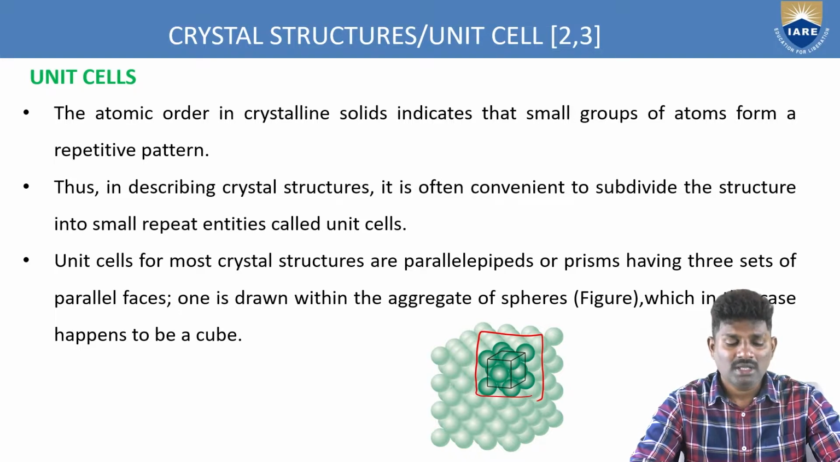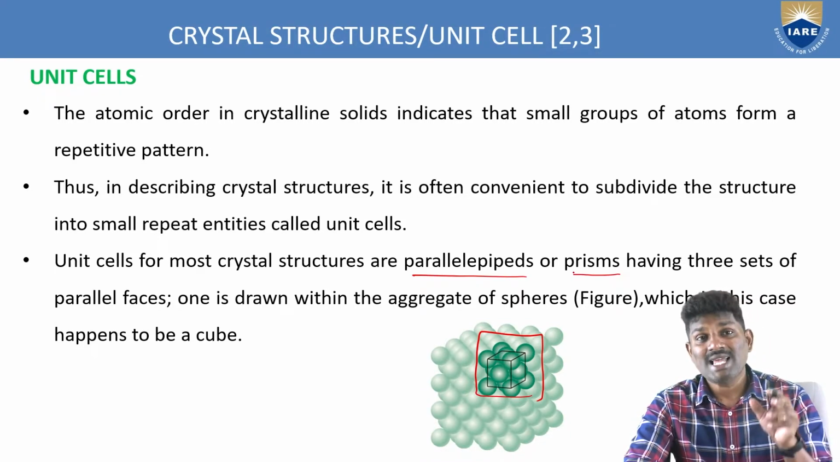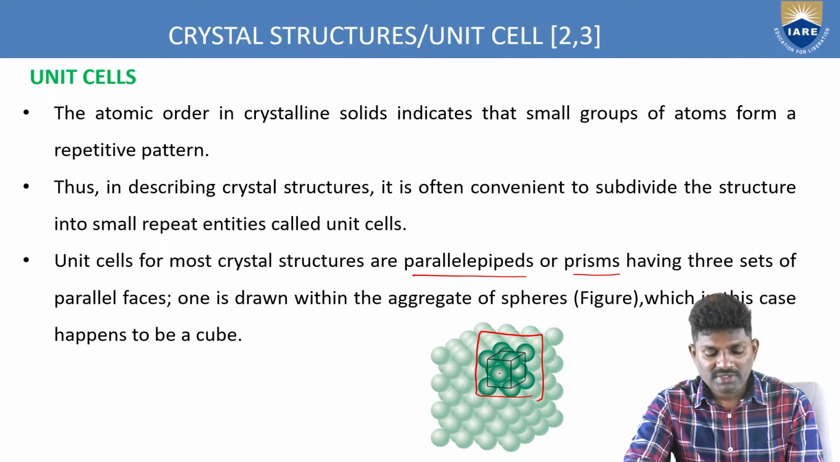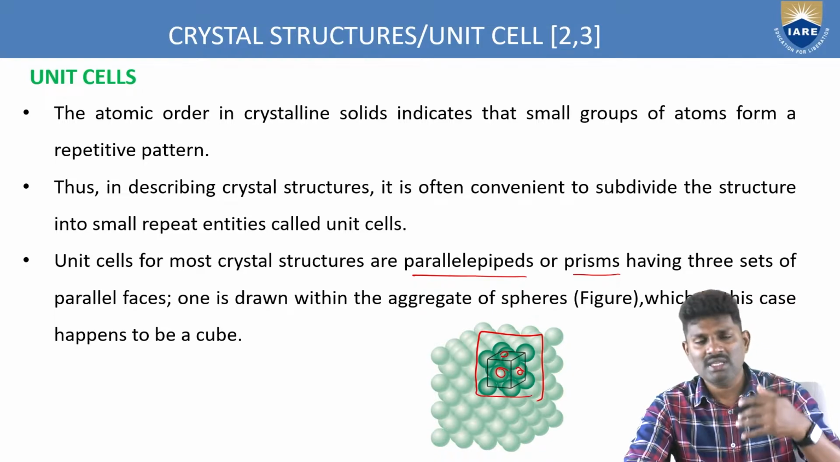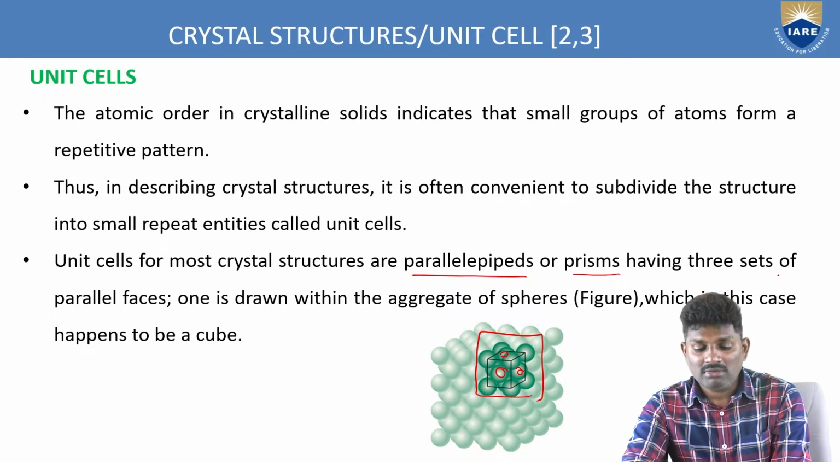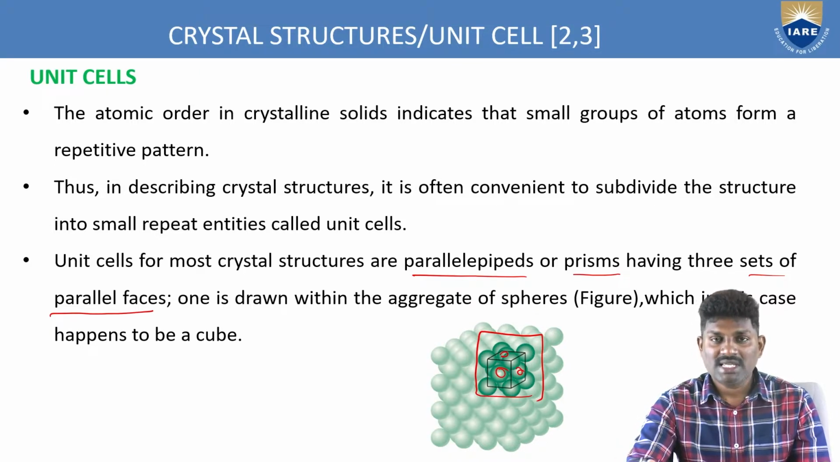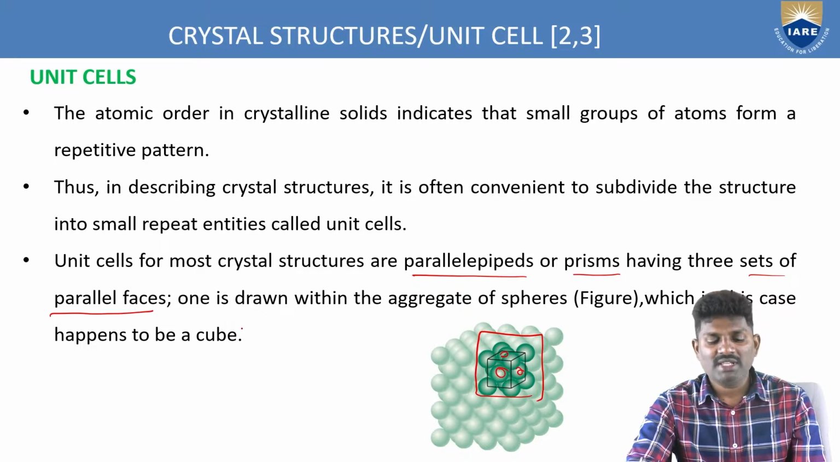So the unit cell for most crystal structures is what type of arrangement? Parallelepipeds or prisms, which have three sets of parallel faces. If you see here, you have one face, two faces, and three faces. So all these are three parallel faces. Front and back are the same, top and bottom are the same, left and right are the same. That's why it is a prism with three sets of parallel faces. So that is the unit cell, which has the shape of a parallelepiped or prism, having three sets of parallel faces, and one is drawn with the aggregate of spheres.